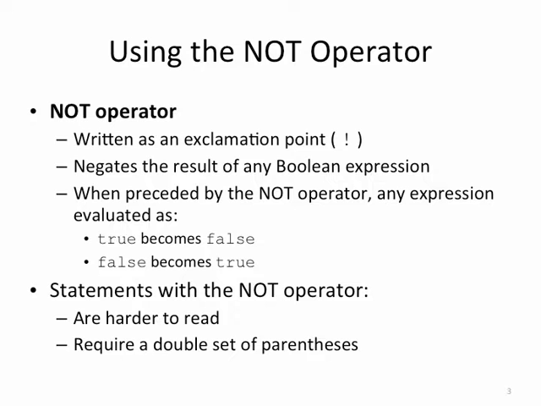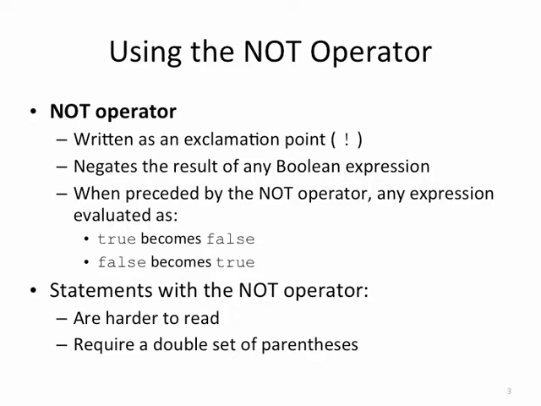The not operator is the third and final logic operator that we are going to use in Java, and it's written as an exclamation point. You've seen it already as part of the relational operator not equal to, and it negates any Boolean expression. So if you say not true, that's false. If you say not false, that's true. Some people think that statements with the not operator are harder to read and they may require a double set of parentheses. However, the not operator is a valuable tool in your toolbox, so I encourage you to get familiar with the not operator, and we will be using it in class.